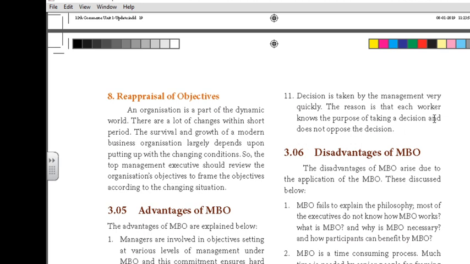The reason is that each worker knows the goals. Individual importance is given in MBO rather than to the group. So people take decisions and do not oppose any decisions. So these are the advantages of MBO.